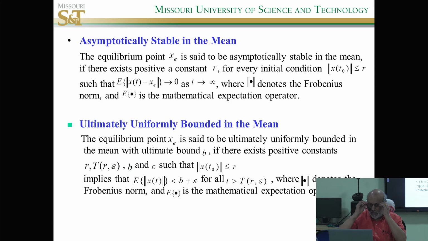Okay, and then you can also do ultimately bounded, uniformly bounded in the mean or in the mean square. You can do both. Mean square means that in the norm, the expected value of x of t minus x e, you have a square there. Then you show that that term is asymptotically stable in the mean square. Okay, and it comes out like that when you do the Lyapunov proof. So check the proof.